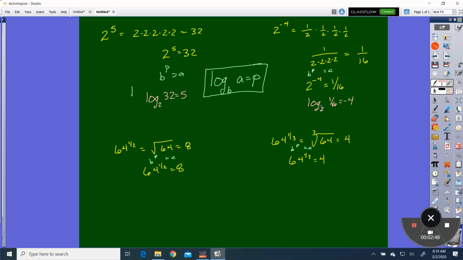So if you have a base that's a whole number and then you get a fraction, most likely that power had to be a negative. Now, the base on this one is 64. The answer is 8. So if the base is bigger than the answer, most likely it came from a square root or a fractional exponent. Okay? So log base 64 of 8 equals 1/2. And the last one, log base 64 of 4 equals 1/3.